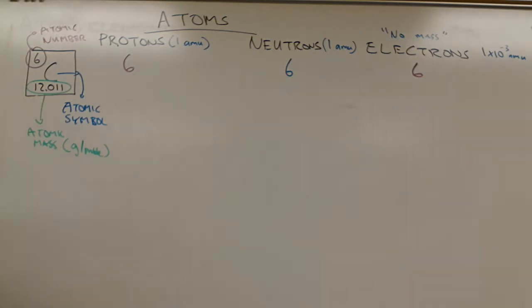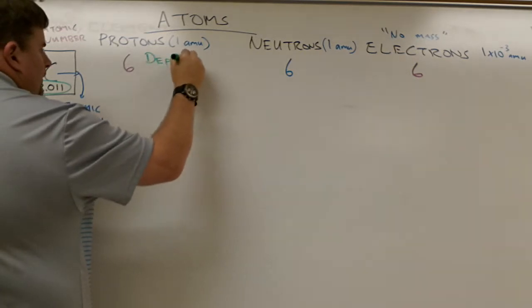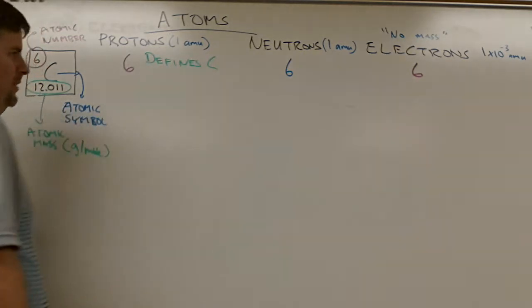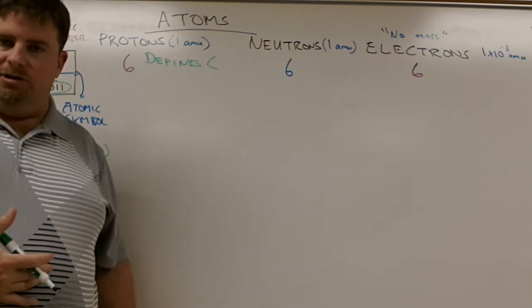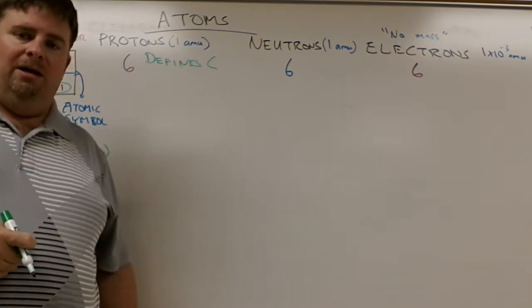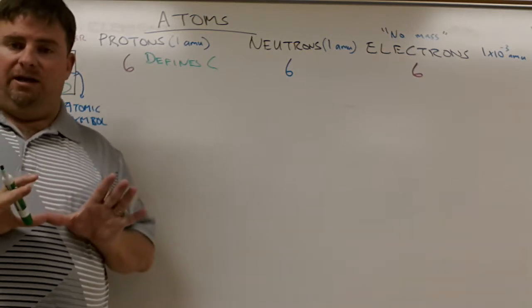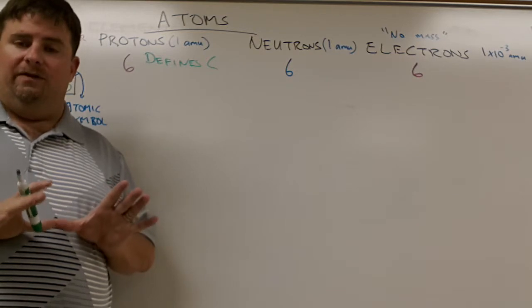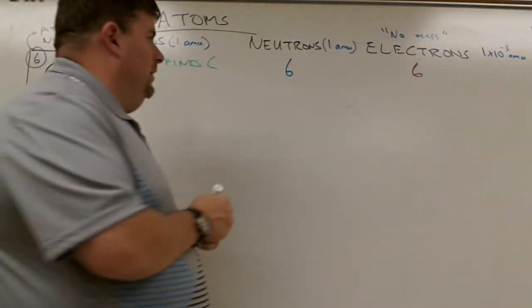6 protons defines carbon. If I increase the number of protons to 7, it stops being carbon and starts acting like nitrogen. If I take one of those protons away, it now starts acting like boron. 6 protons defines what carbon is, and defines how carbon acts. The neutrons, what these guys do is define stability.